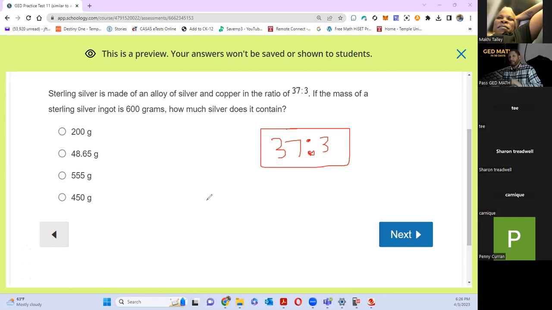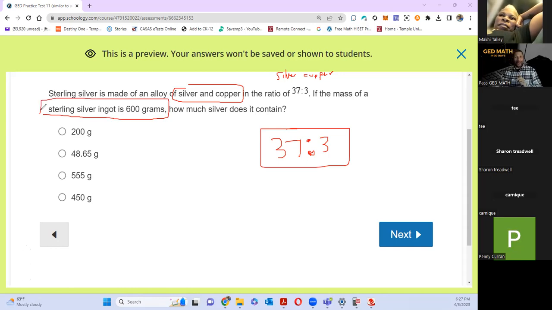Okay, wait a minute. Let me tell you something. Always identify what's given, what you have. So first of all, it's silver and copper. This is going to be my silver, 37, and this is going to be my copper, 3. But they're giving you something that has both already, 600 grams.